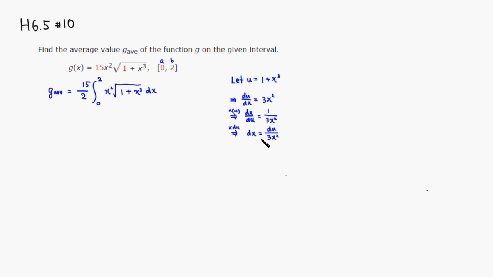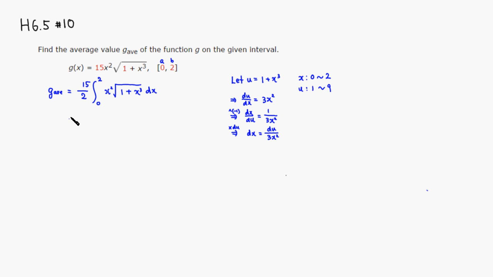Alright, and also we have to convert the x values. So x is going from 0 to 2, so we have to turn it into u values. Plug in 0, so what's 1. And plug in 2, 8, so it's 1 to 9.